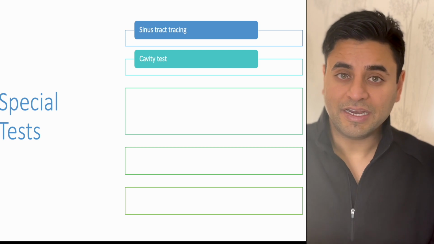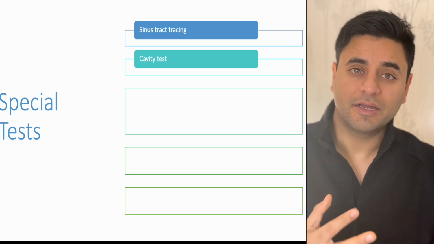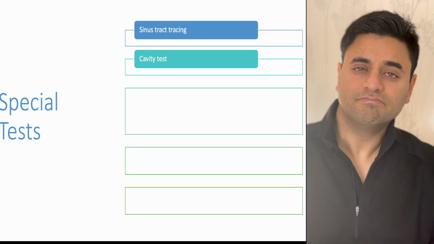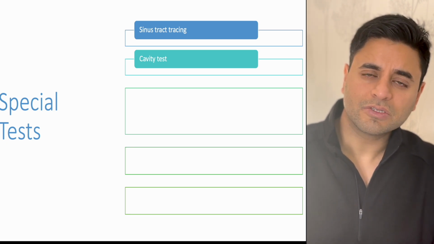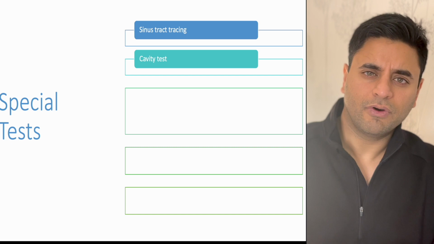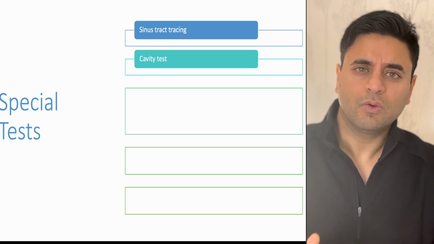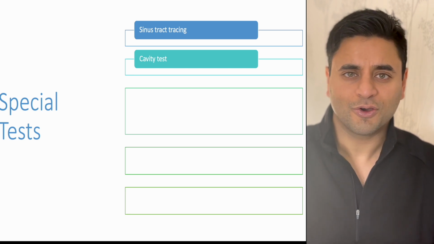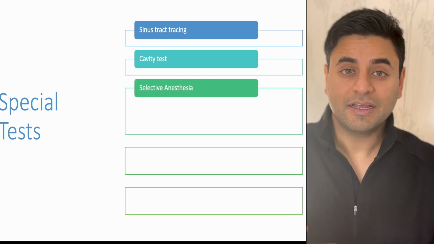Then there is the cavity test, which I already explained. It is done by creating a class 1 cavity only when your other tests are confirming necrosis of the tooth but are not conclusive, and you want to confirm whether it is a necrosed tooth or not.